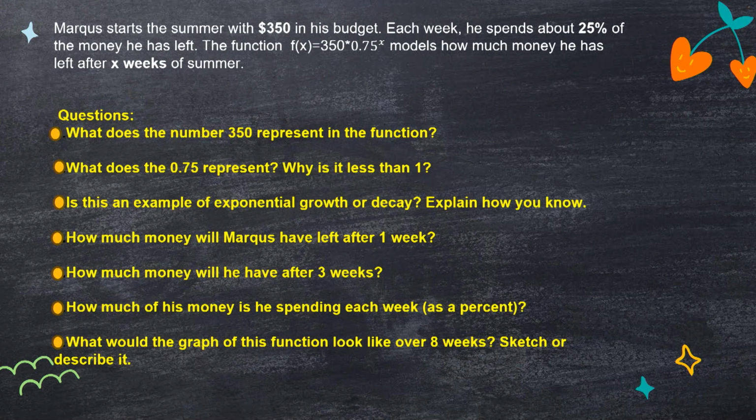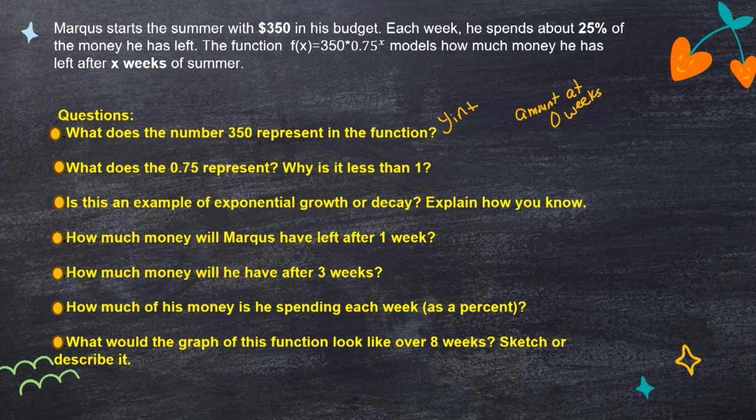So let's see what's next. It says, there's our passage. Now it has us asking questions. What does the number 350 represent? Well, what did we say that that number represented? It was our y-intercept, and it's also my amount at 0 weeks. Good job.